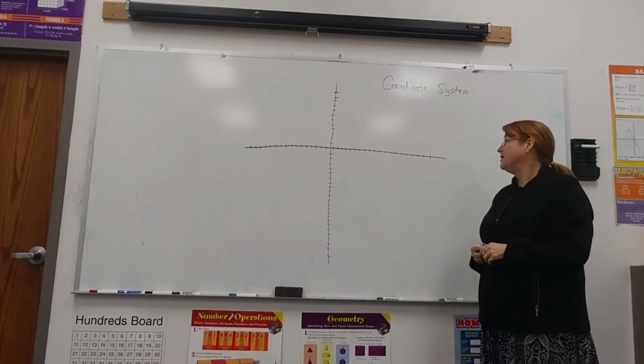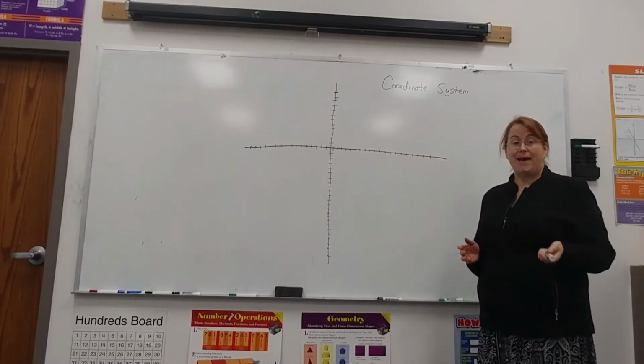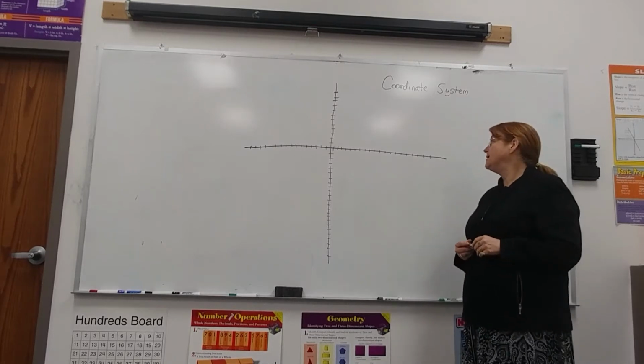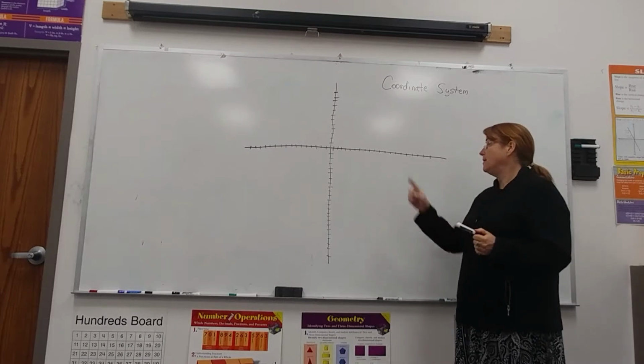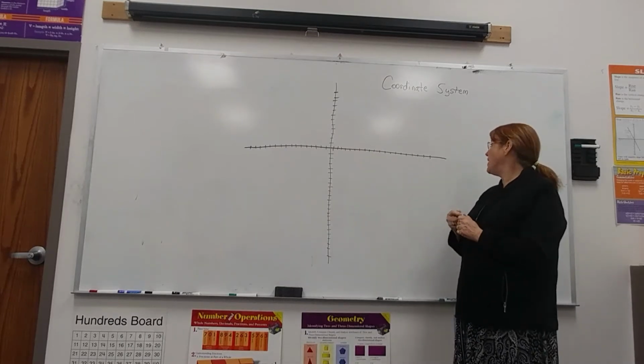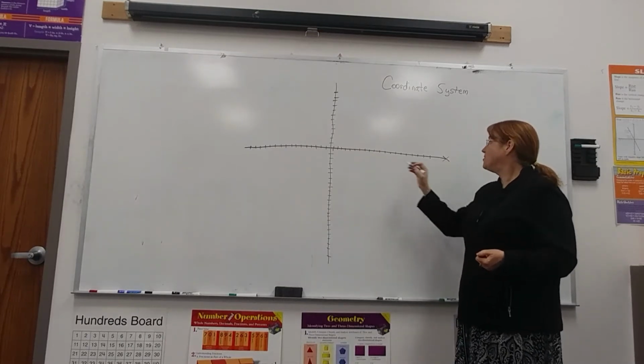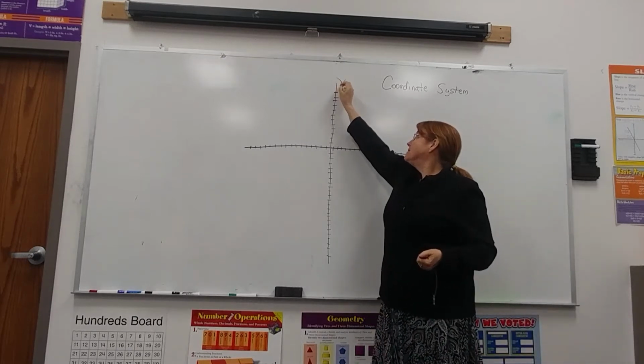Coordinate system. That's graphing. If you've ever played Battleship or anything like that, it's that same concept. These are some things you need to know about the coordinate system. Your back and forth is your x-axis. Your top and bottom is your y-axis.